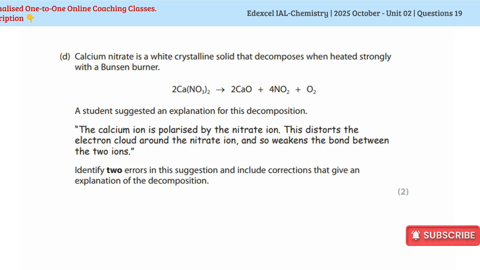You are not supposed to talk about lattice energy. Most of you might misunderstand that you have to consider the lattice energy. Let's see what are the clues in this. What is wrong with the student's suggestion. The calcium ion is polarized by nitrate ion. Something completely misleading. Calcium ion is not polarized. Instead, calcium ion polarizes the nitrate ion.